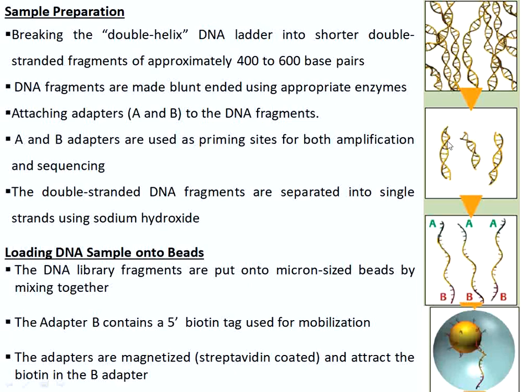After the DNA fragments are made blunt-ended, we attach two different adapters, A adapter and B adapter, to the DNA fragment at the two different ends. The A and B adapters are used here as priming sites because we already know their sequence. So their sequence is used to design the primer binding site, both for amplification as well as the sequencing primer.